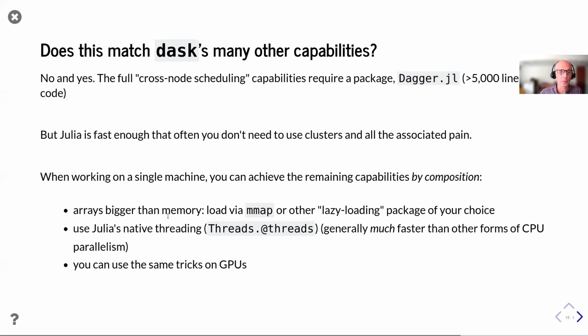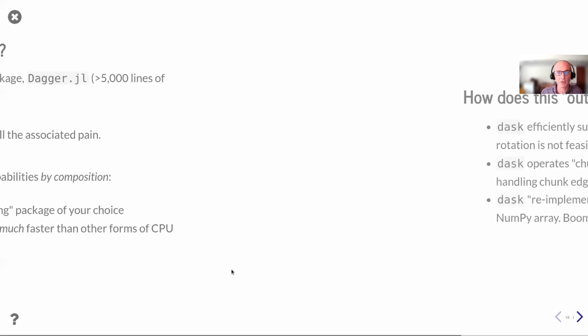So if you're working with arrays bigger than memory, all you have to do is load those arrays by mmap or any other lazy loading package. And a key thing is that it doesn't have to be built into that lazy array type. It's composable with any other way of getting big data into your machine that you want, as long as it's an array, or as long as you can essentially just create a function for accessing values. I mentioned that you can use multi-threading, and Julia has native built-in multi-threading, and this is generally a lot faster than other forms of parallelism when it's applicable. And you can even use these kinds of tricks on GPUs as well.